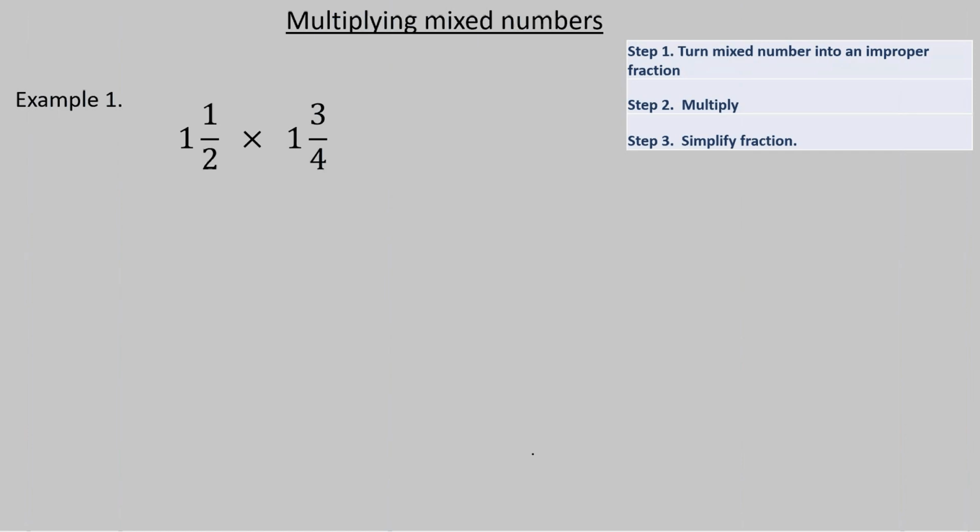First of all, on the right here, you can see you've got some steps. We've got 3 steps that we're going to go through. First, turn into an improper fraction, and then the next step is to multiply, and the third step is to simplify.